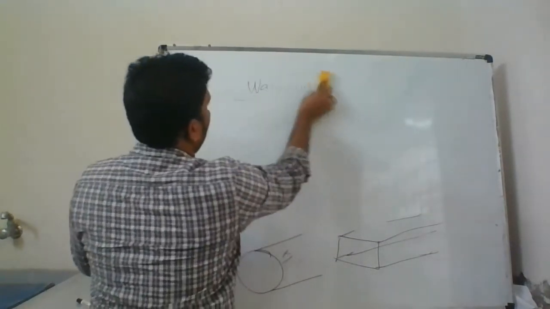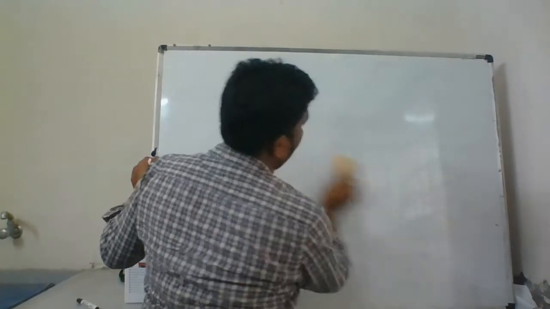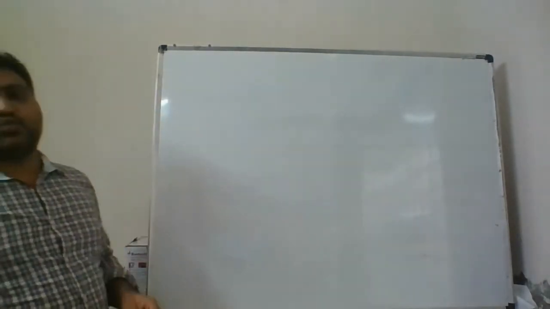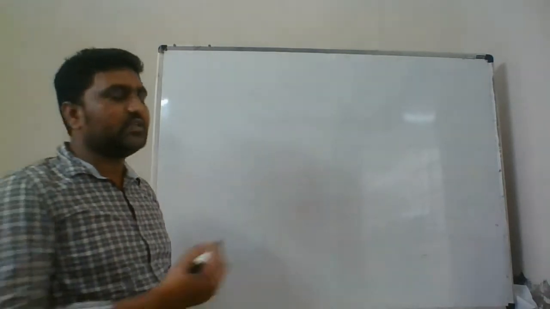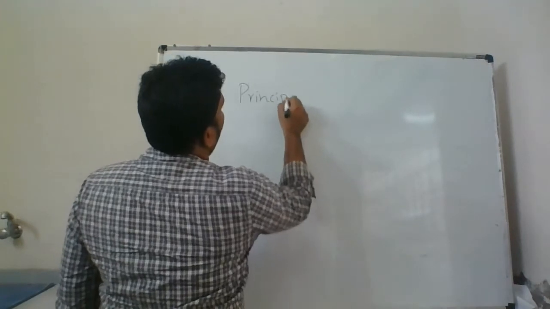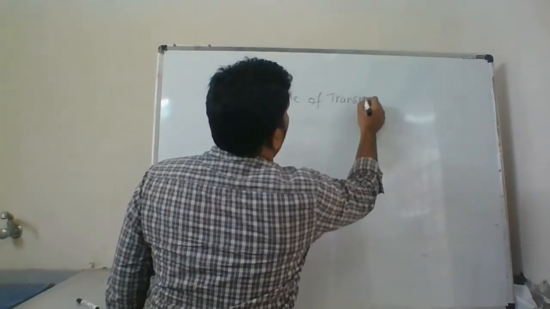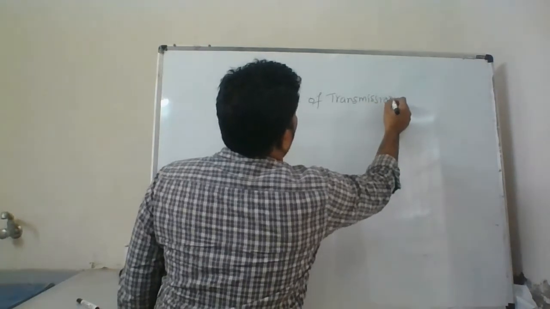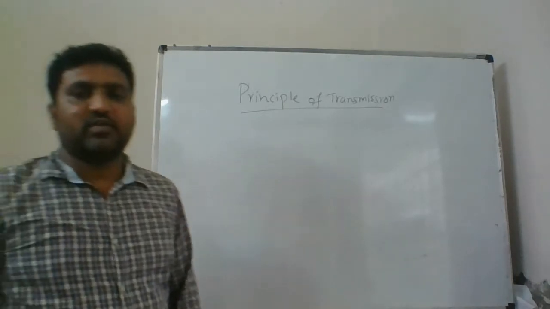Just now we discussed what a waveguide is. It is a general structure made up of metallic plates that is used to transmit microwave signals through it. Now, how does this transmission occur? What is the principle of transmission, or how does the microwave signal get transmitted through the waveguide?